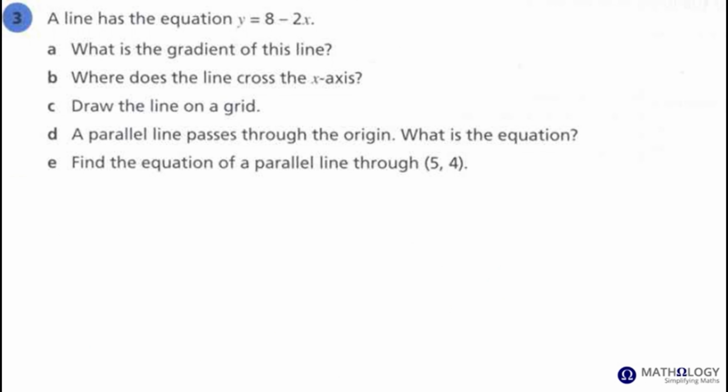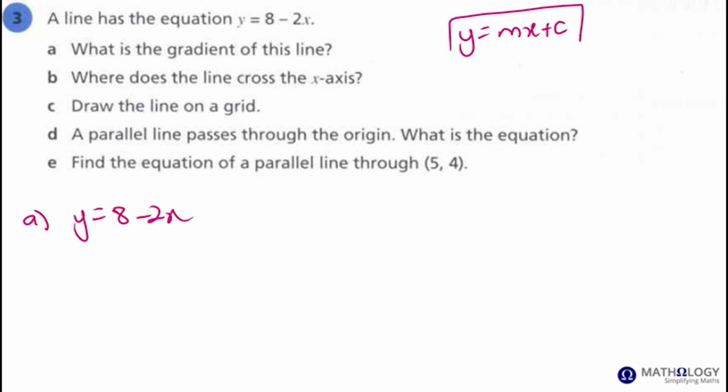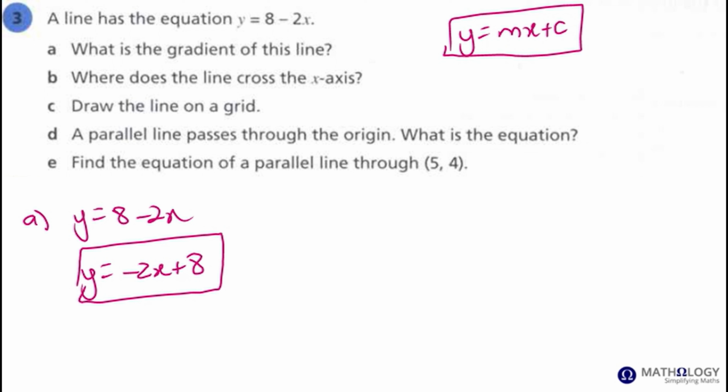Question 3. A line has equation y equals 8 minus 2x. What is the gradient of this line? First of all, this is not written in standard form. It's not written in the form you're used to seeing, y equals mx plus c. Always write a straight line function in standard form. So y equals minus 2x plus 8. The gradient of this line is the coefficient of x, so the gradient equals minus 2.